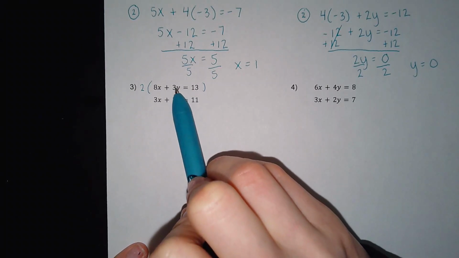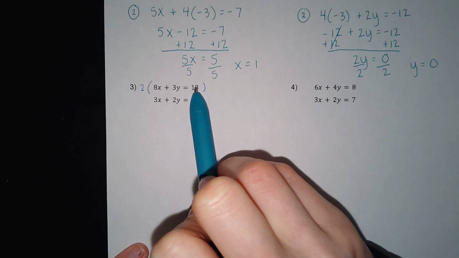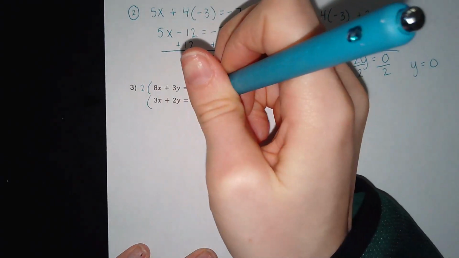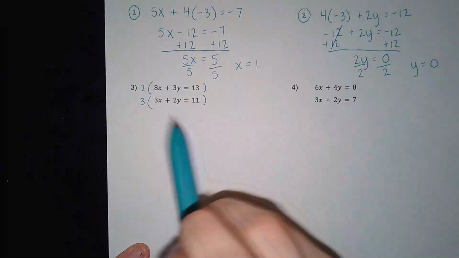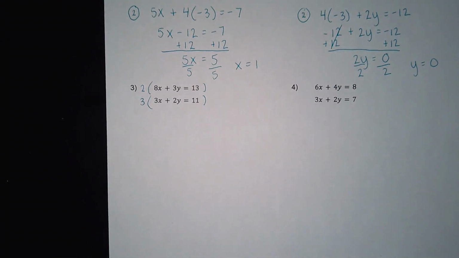I can't just multiply this, though. I'd have to multiply the whole equation. On the bottom, to turn 2y into 6, I'd want to multiply by 3. So I'd want to multiply this by 3. Again, I can't just multiply this, though. I'd have to multiply the whole equation.